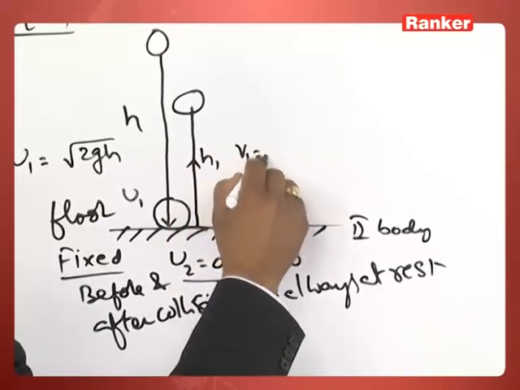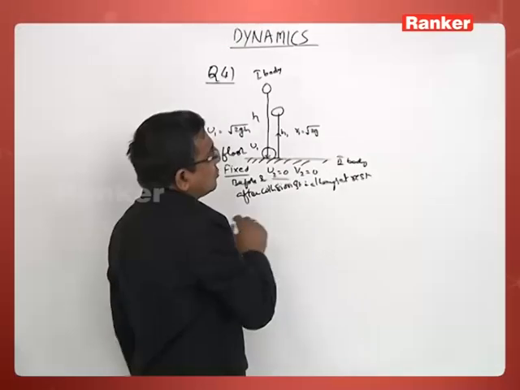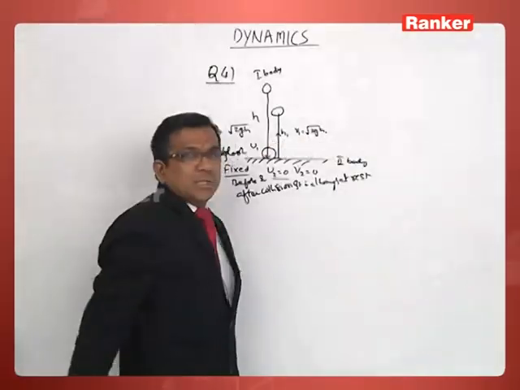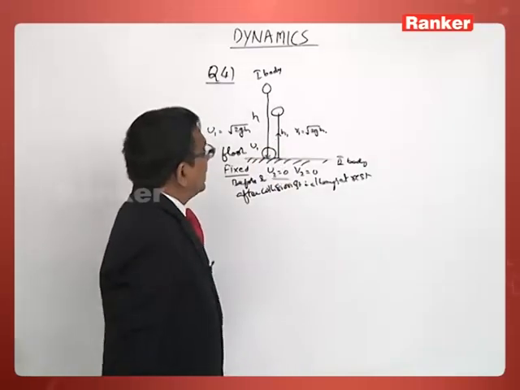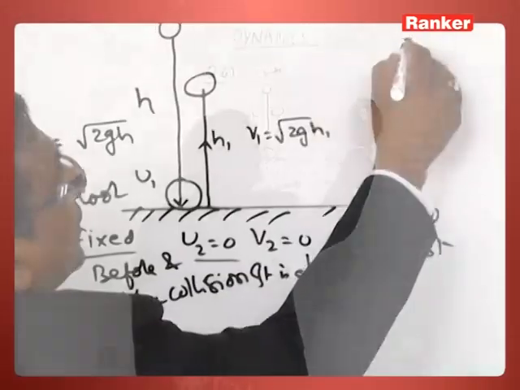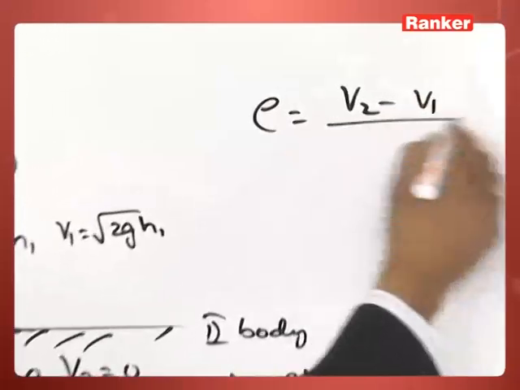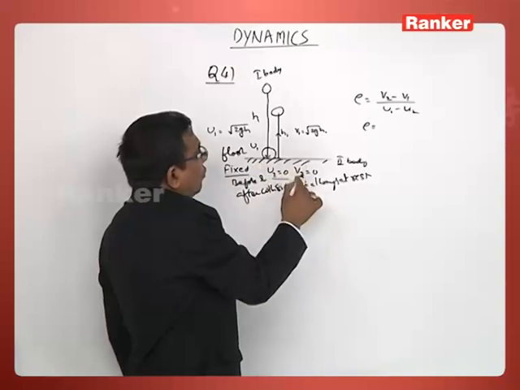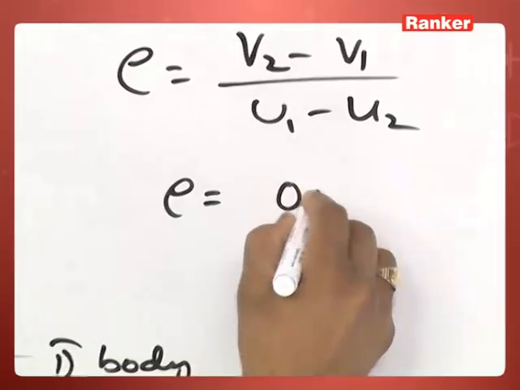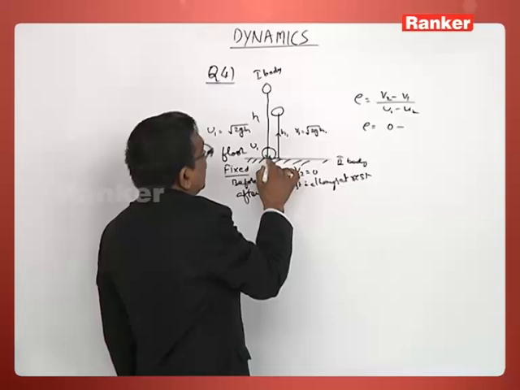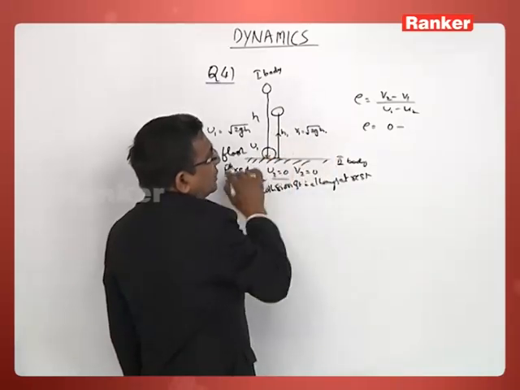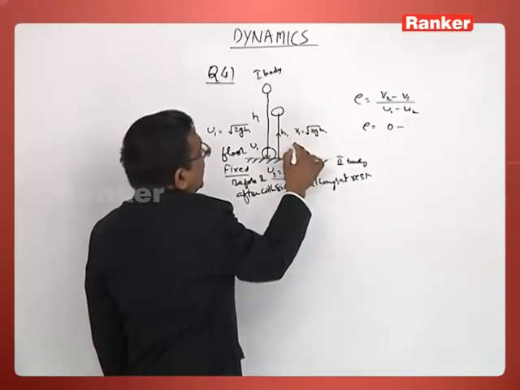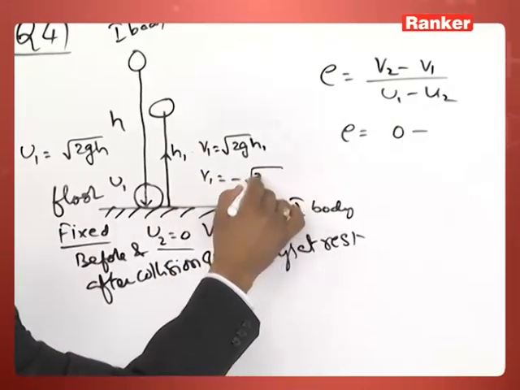Velocity of the first body v1 will be, whenever it rises to a height h1, from kinematic equations you can write its velocity is root 2g h1 because it is rising to a height h1. Then what is the coefficient of restitution formula? You know, v2 minus v1 by u1 minus u2. So what is v2? Floor is fixed at rest, 0, minus of what is v1? Velocity of the rebounding body root 2g h1, but here first it is moving downwards and now it is moving upwards. So this velocity I can write minus root 2g h1.